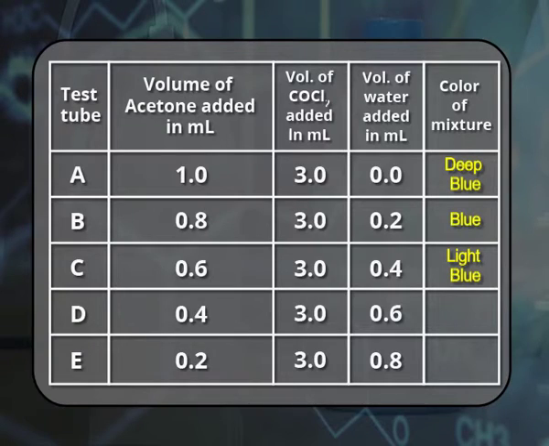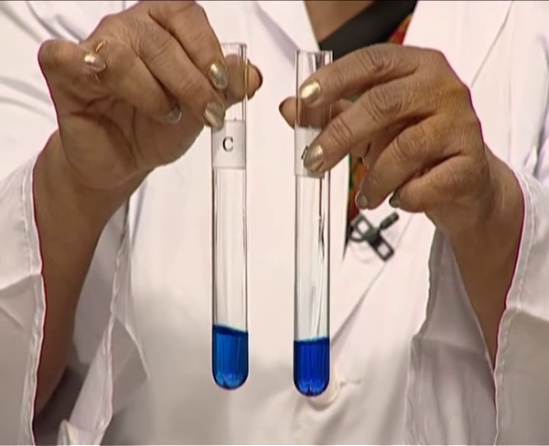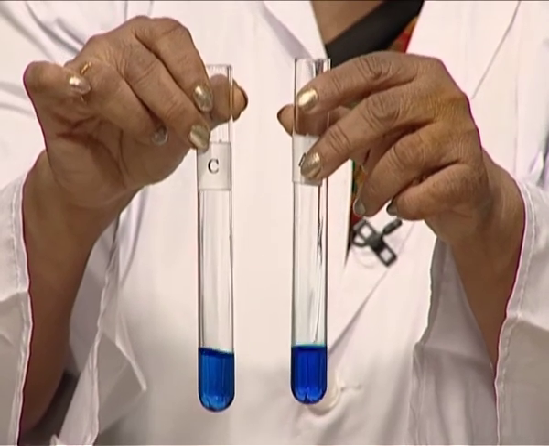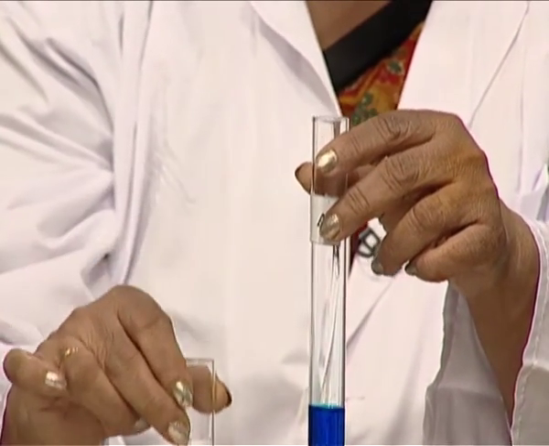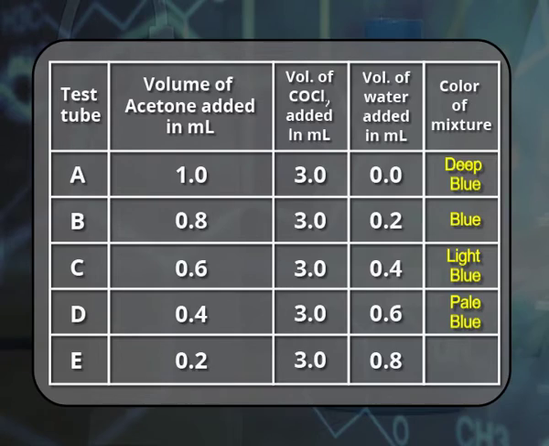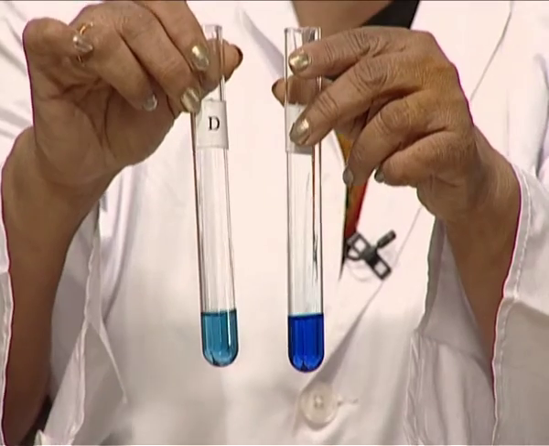Compare it with test tube C. Color tone is a little more lighter. Between A and C, A is darker, C is lighter. Comparing A with D, very distinct color changes, very dark blue, light blue.